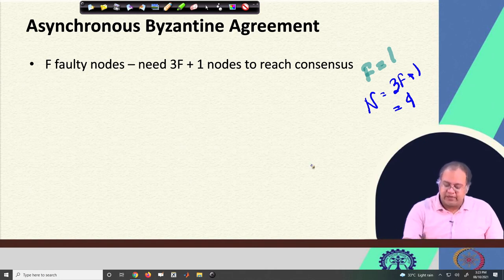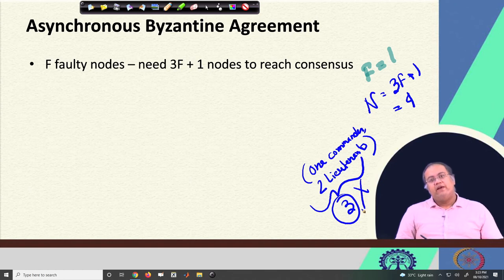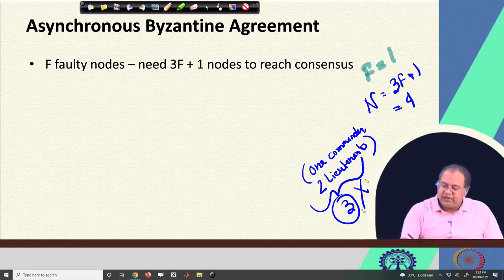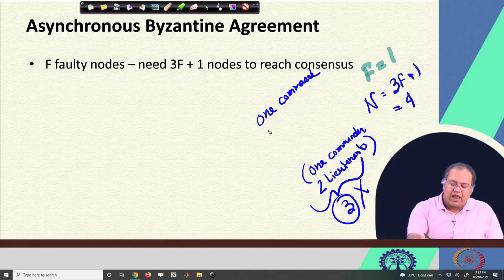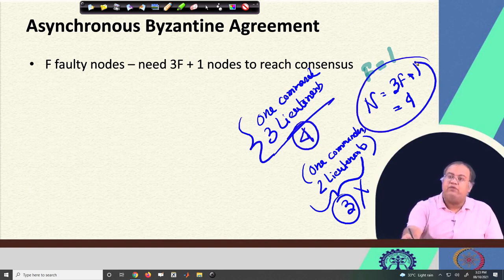And that is the reason that with one commander and two lieutenants, that means a total of 3, we have not been able to reach consensus, although we can detect the Byzantine fault. But in the case when we had one commander and 3 lieutenants, I have a total of 4 nodes, which satisfies this bound, and we can see that we can reach consensus. Okay.